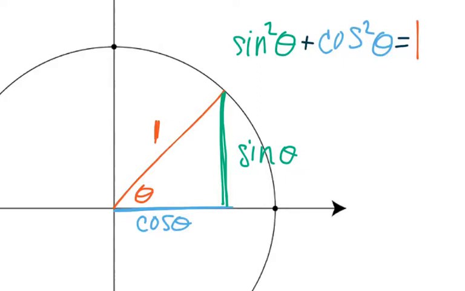But the cool thing about it is that our sine and cosine aren't dependent on what our radius is. It's only dependent on the angle. So regardless of what kind of circle you're looking at, or if it's a triangle, this relationship is always going to be true. So sine squared of theta plus cosine squared of theta equals 1.